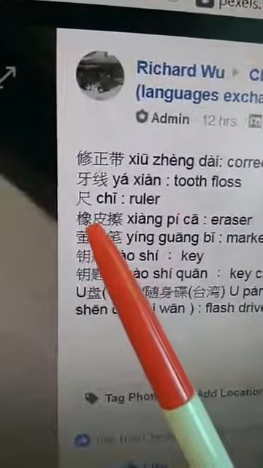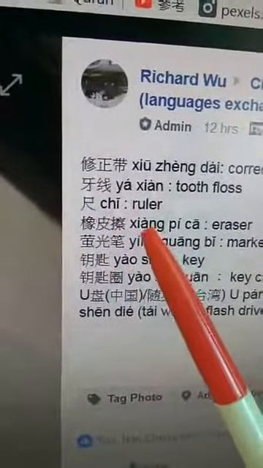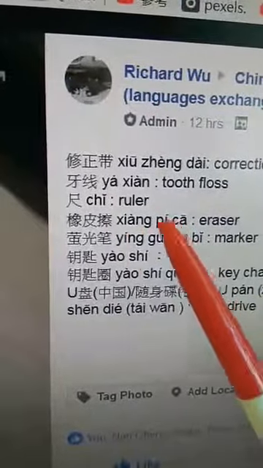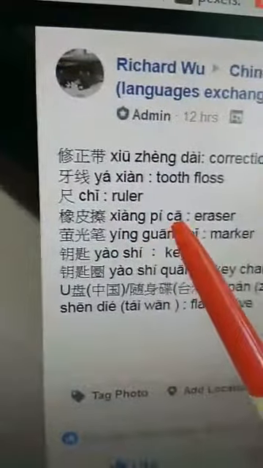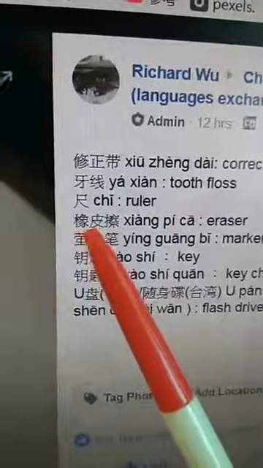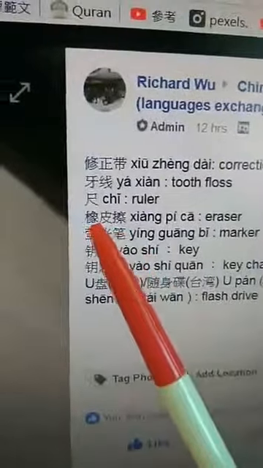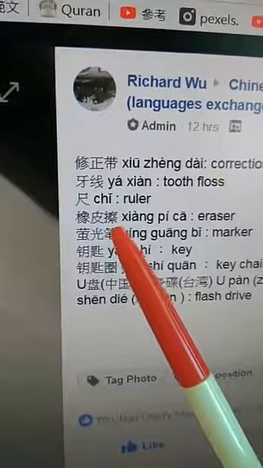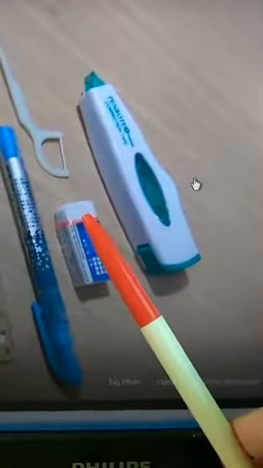And then, this is 橡皮擦. Okay, eraser, 橡皮擦. It's like this, 橡皮擦.